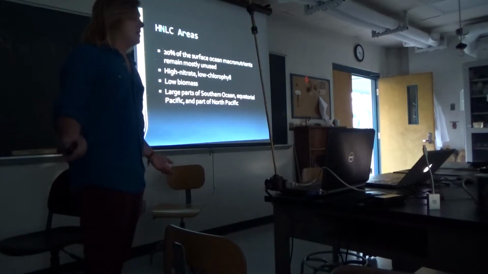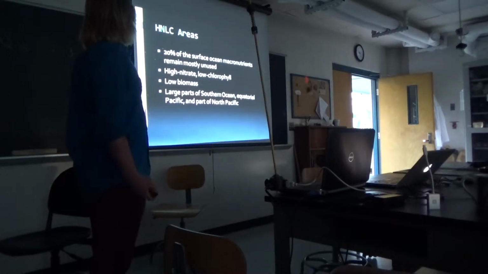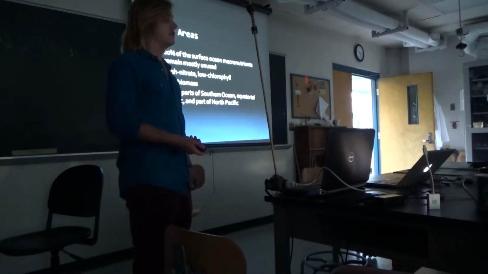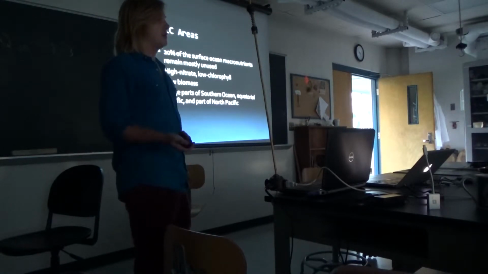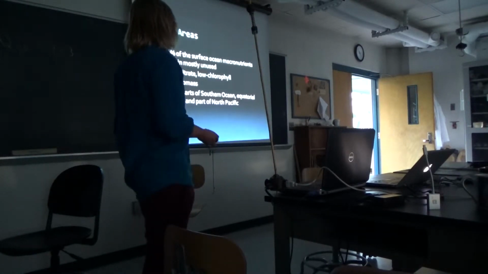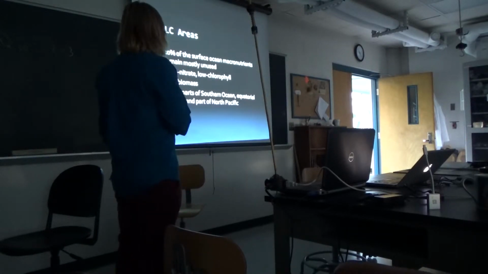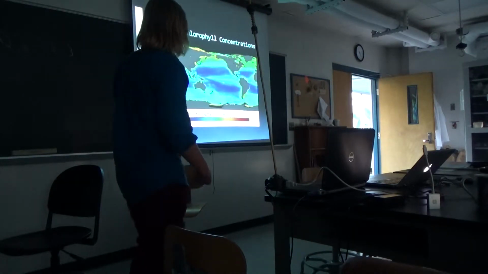HNLC areas cover about 25% of the surface ocean, where macronutrients remain mostly unused. They are known as high nitrate, low chlorophyll areas, and they tend to have low biomass. These areas cover large parts of the Southern Ocean, Equatorial Pacific, and part of the North Pacific.